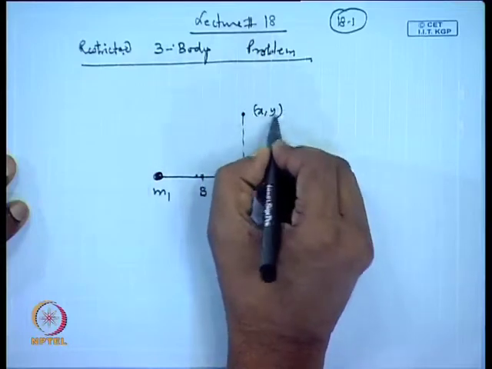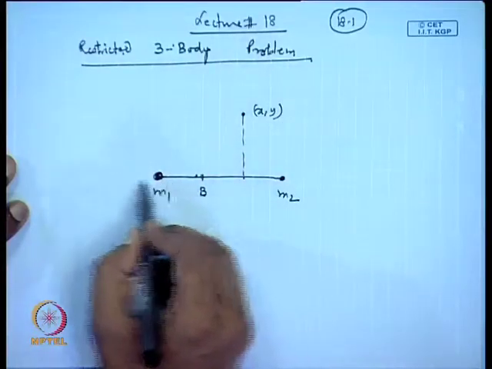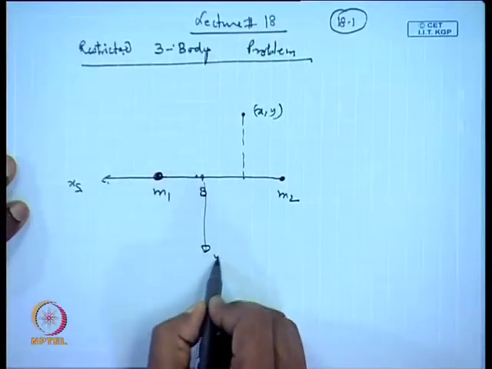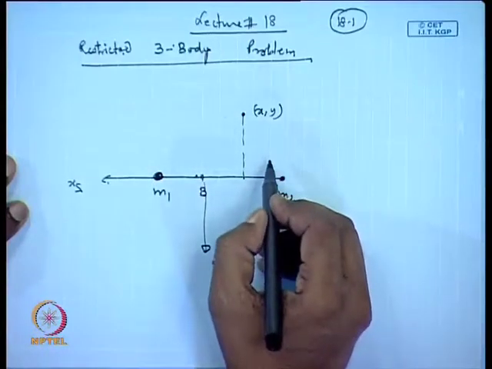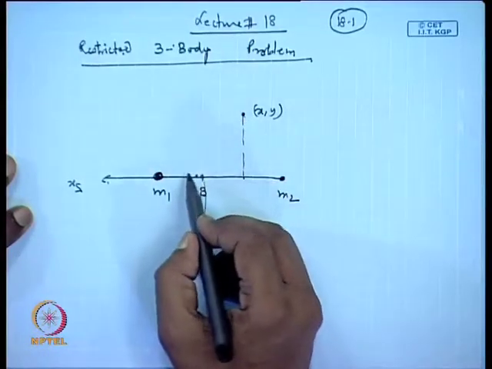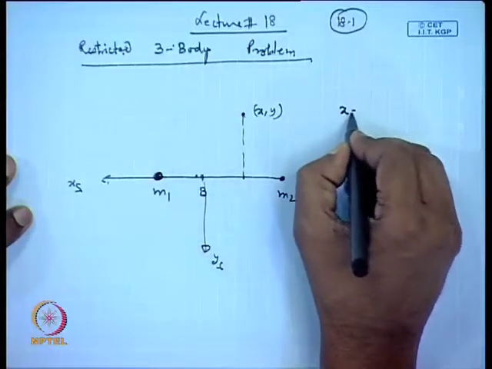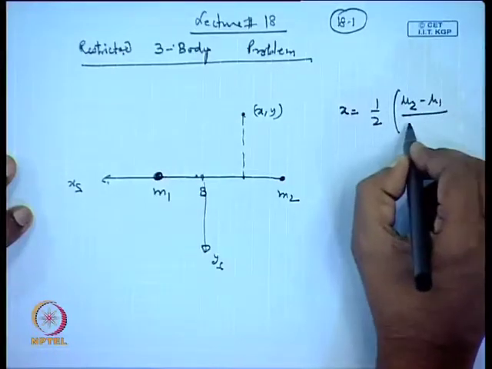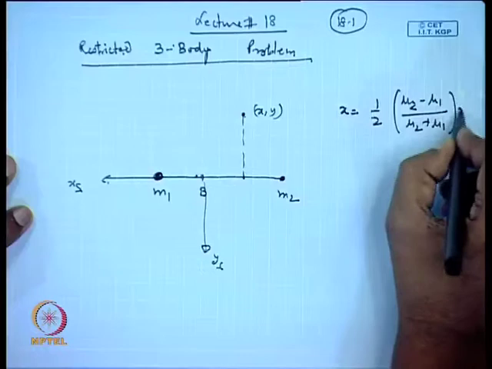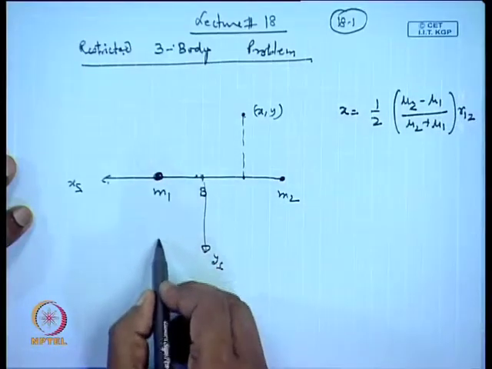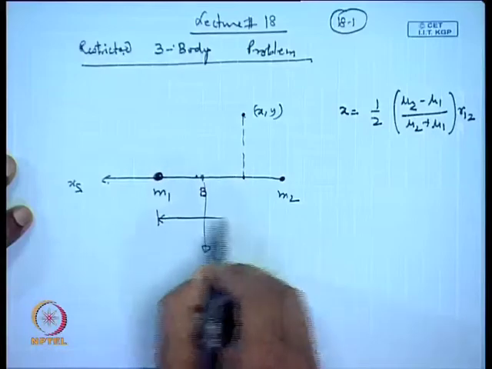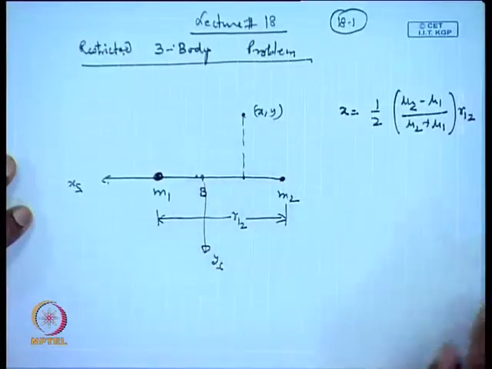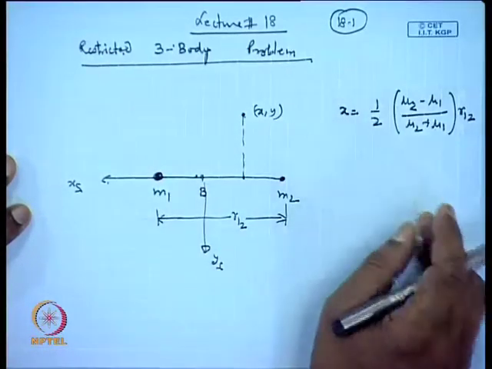So, this was the point x and y in the synodic reference frame. In the synodic reference frame this is the x direction, and this is the y direction. Then we solved for x and wrote it as 1 by 2 times mu 2 minus mu 1 divided by mu 2 plus mu 1 times r 1 2, where r 1 2 is nothing but the distance between the mass m 1 and m 2. So, this is r 1 2.